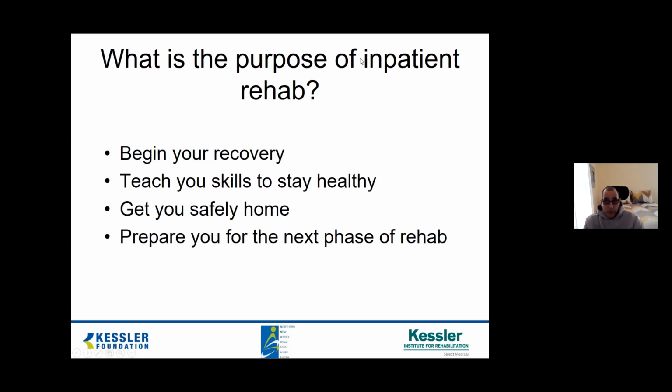So what is the purpose of inpatient rehab? It's to begin your recovery. It's to teach you skills to stay healthy, to get you home safely, and to prepare you for the next phase of rehab.